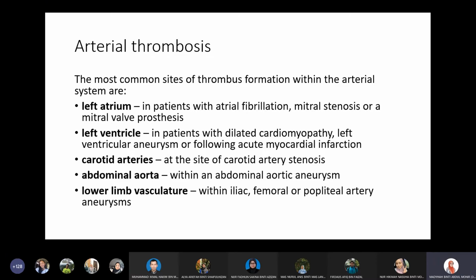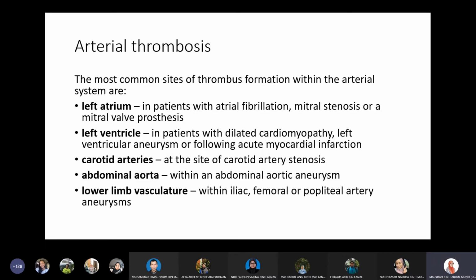Thrombosis can occur throughout the body, and the most common sites of thrombus formation within the arterial system are a few. The first one can occur in the left atrium. This will happen in patients who have atrial fibrillation, mitral stenosis, or a mitral valve prosthesis. Another location is the left ventricle. This will occur in patients who have dilated cardiomyopathy, left ventricular aneurysm, or patients who develop acute myocardial infarction.